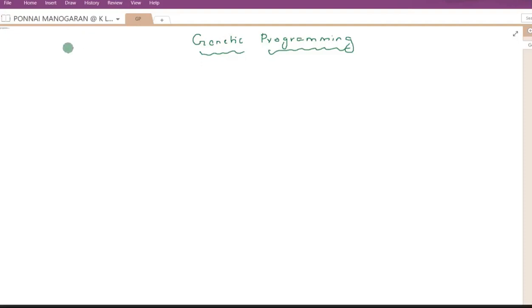Welcome students. Today we will discuss genetic programming. What is genetic programming? You can represent genetic programming in short form as GP. GP is an evolutionary computation technique.